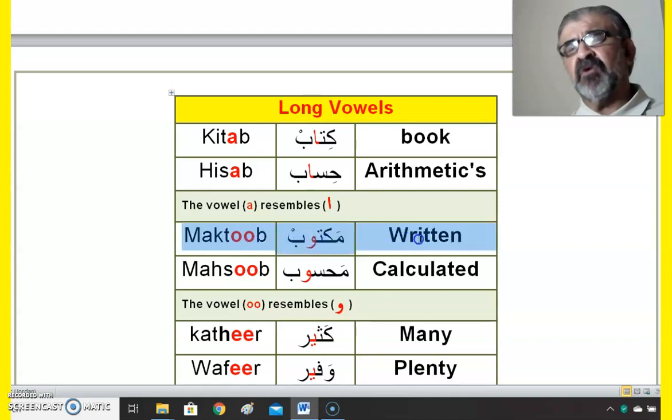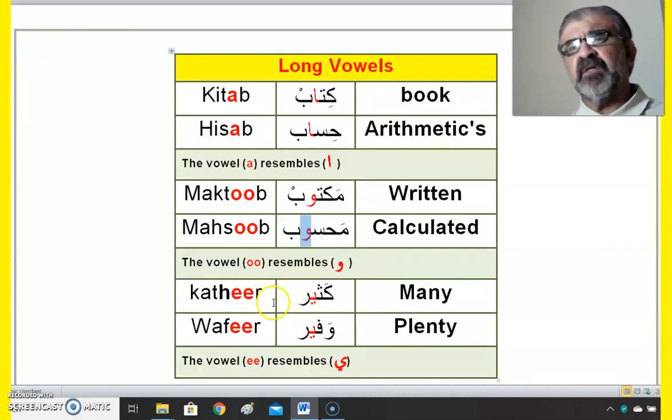Now, maktub, written, or it could be a message, by the way, in Arabic, a letter actually. Maktub, mahsub. Calculated.